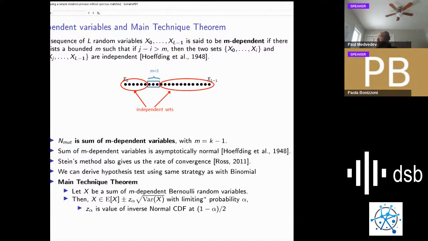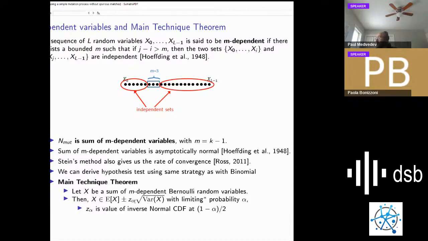And so we state this in what I call the main technique theorem, which is the main technique we're going to use here, which is that if x is the sum of m-dependent Bernoulli random variables, then with limiting probability alpha, x lies in this interval centered around its expectation plus minus the z-score times the square root of variance of x. Let me explain some of those terms.